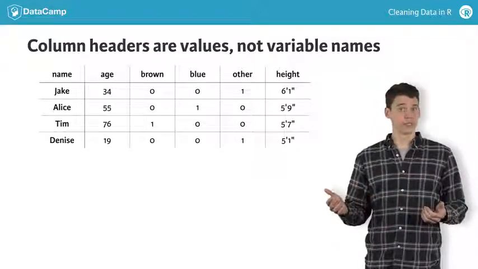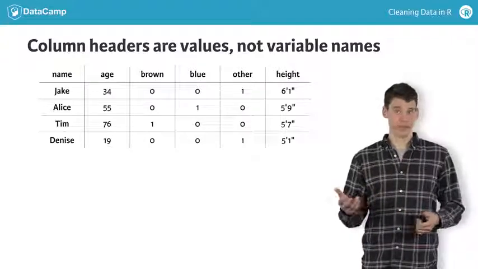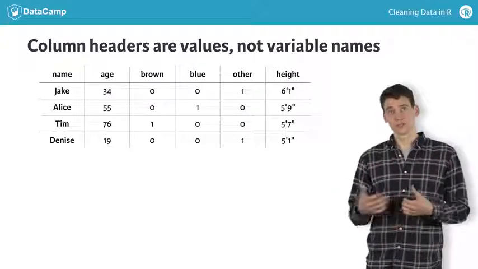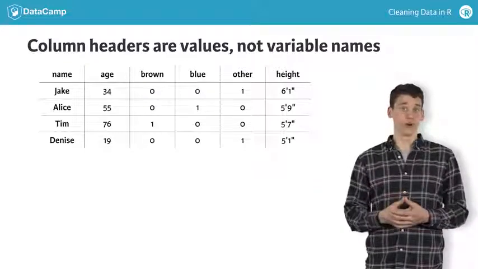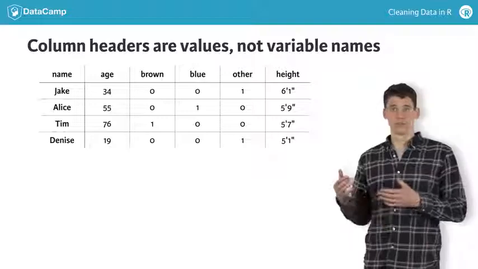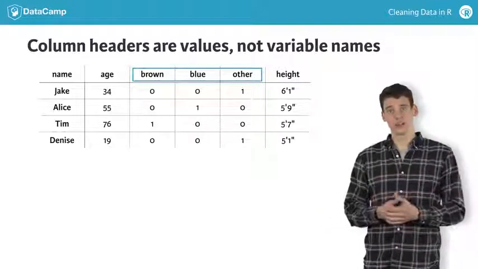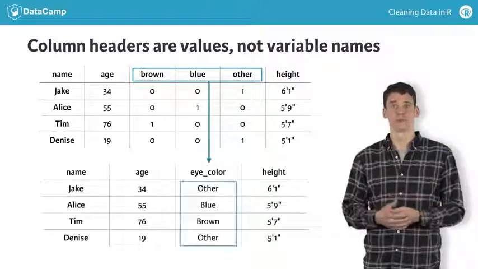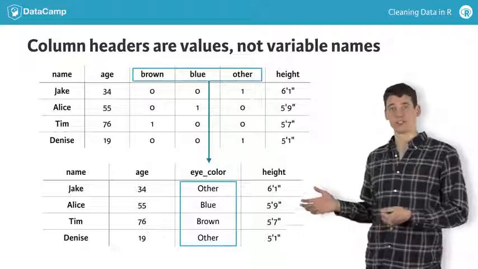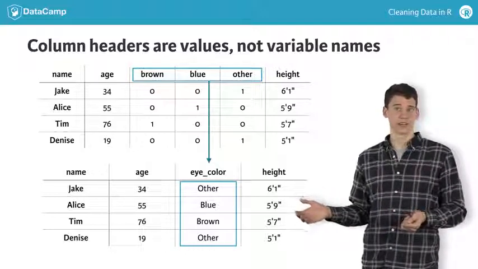For each of 4 people, we have information on their age, eye color, and height. In this particular representation of the data, eye color is specified with a 1 or 0 for brown, blue, or other. But these column headers are actually values of what should be a single eye color variable. Here's a tidy version of the same data, which could be achieved by using the gather function from tidyr.